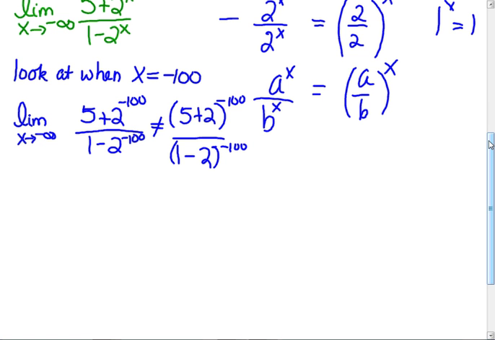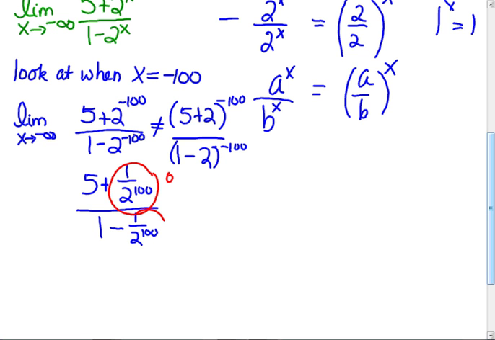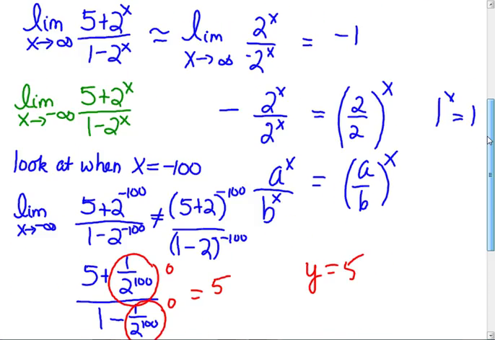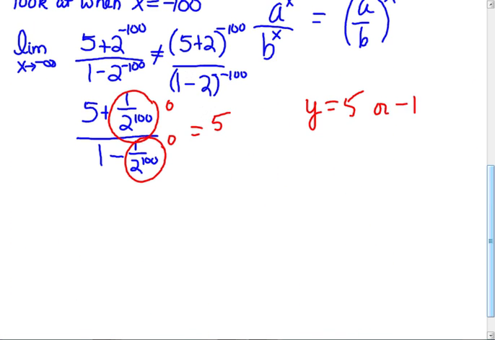Okay, so what does that mean? This is 5 plus 1 over 2 to the 100, right? That's what a negative exponent means. And this is 1 minus 1 over 2 to the 100. Even if you do 10th power, huge. What's happening to this fraction? What's this going to? 0. And this is going to, what's the answer? 5. So you have y equals 5 from this one, and from up here, the horizontal asymptote is y equals negative 1, which is e.